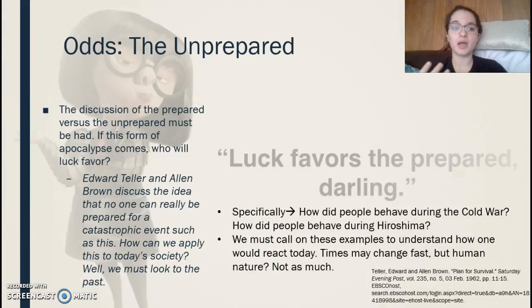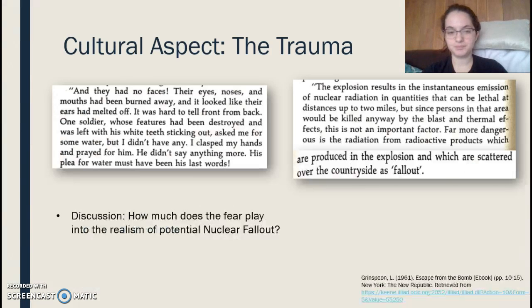So, the odds, the unprepared. The discussion of the prepared versus the unprepared must be had. If this form of apocalypse comes, who will luck favor? And of course we have Edna Mode who says, luck favors the prepared, darling. Edward Teller and Alan Brown discussed the idea that no one can really be prepared for a catastrophic event such as this. How can we apply this to today's society? We have to look at the past. I mean, specifically, how did people behave during the Cold War? How did people behave during Hiroshima? We must call on these examples to understand how one would react today. Times may change fast, but human nature does not.